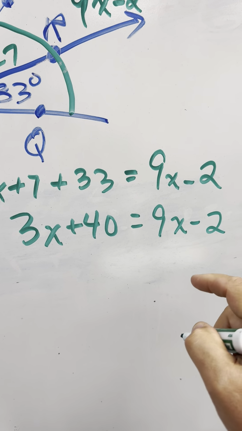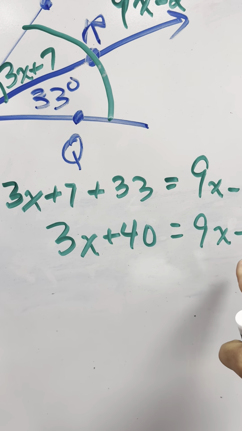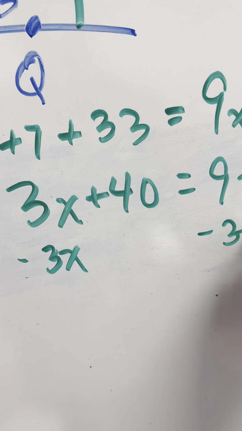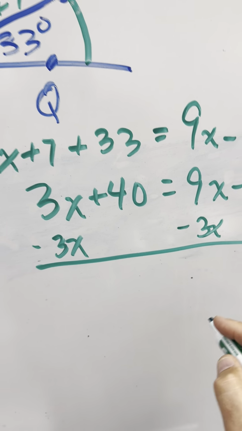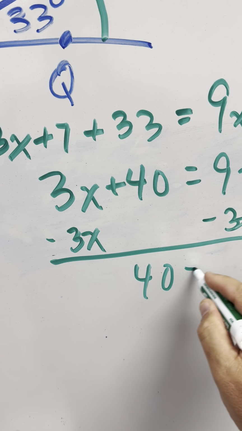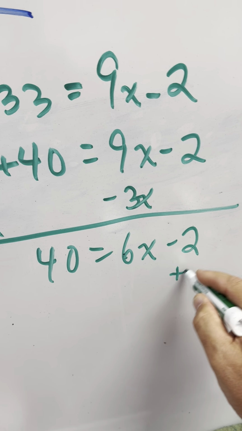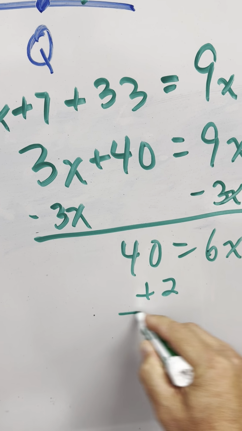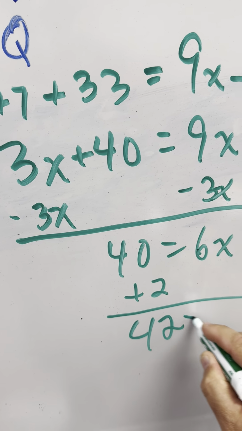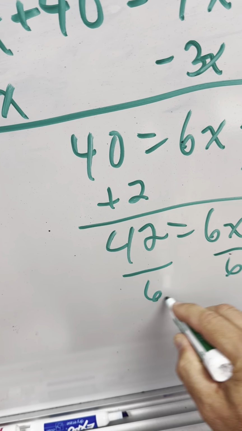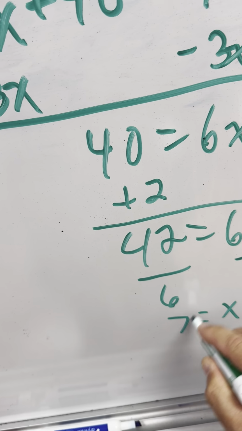You probably know what to do from here. I'm going to minus 3x from both sides. I get 40 equals 6x minus 2. I'm going to add 2 to both sides. I get 42 equals 6x. I divide by 6. X equals 7. Boom. There you go.